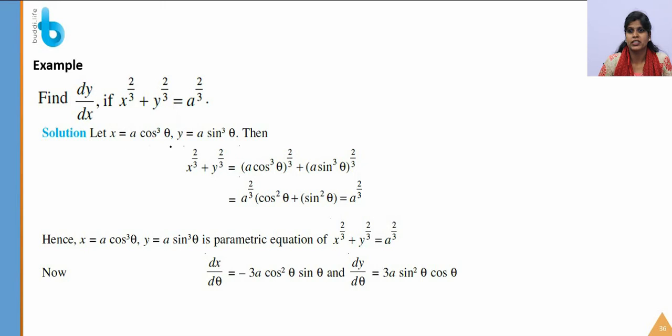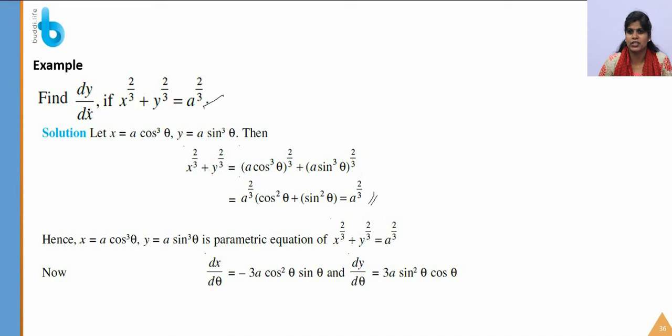Here I am taking theta, a trigonometric function, as a parameter for x and y. Okay, so what happened? If you add x to the power 2 by 3 and y to the power 2 by 3, I will get a to the power 2 by 3. So the same function you have. Always after taking the parameter, check it against the given equation. Now go for the differentiation. So these two are the parametric equations for the given equation. Now what you have to find is dy by dx, right?